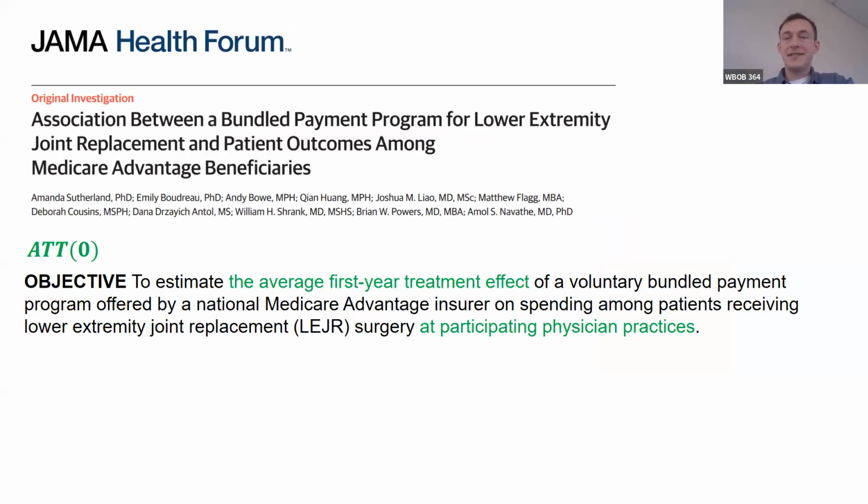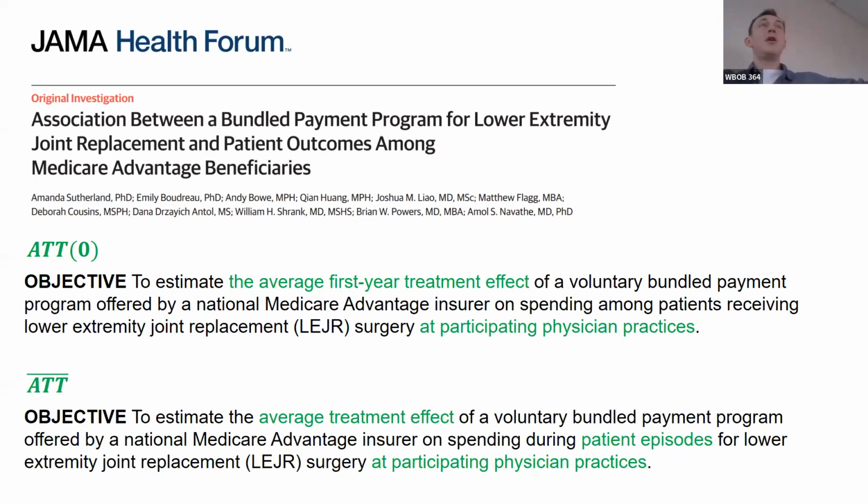All right, I'm going to give you 2 examples of how your writing could actually reflect this precision that I'm advocating. So suppose that you were doing this study and you wanted ATT0, the average of the immediate effect. I think a reasonable way to write your objective statement in your JAMA submission would be to estimate the average first-year treatment effect of this thing, at participating physician practices. To me, those words reflect that parameter very quickly. Suppose that you wanted the average of all those effects that I just showed you on the last slide. You could say you would like to estimate the average treatment effect of this stuff during patient episodes.